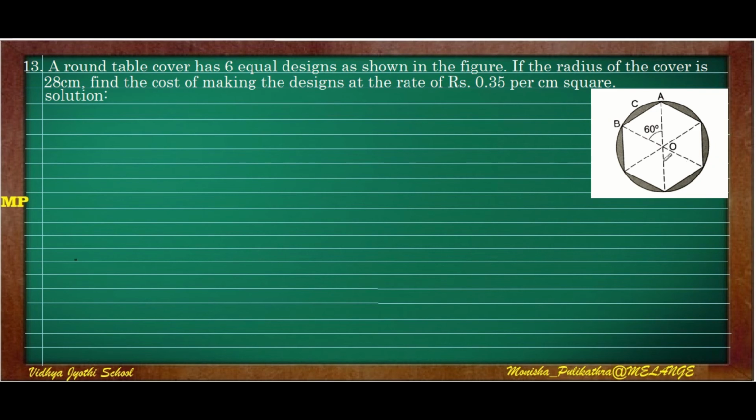Okay. So here, when all the vertices of a polygon are joined to the center, it becomes a regular hexagon of radius which is already given, that is 28 cm.